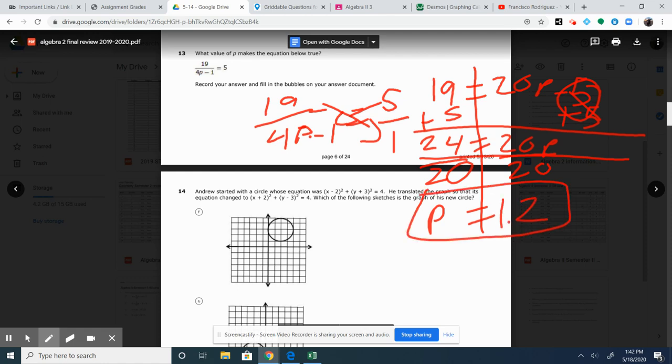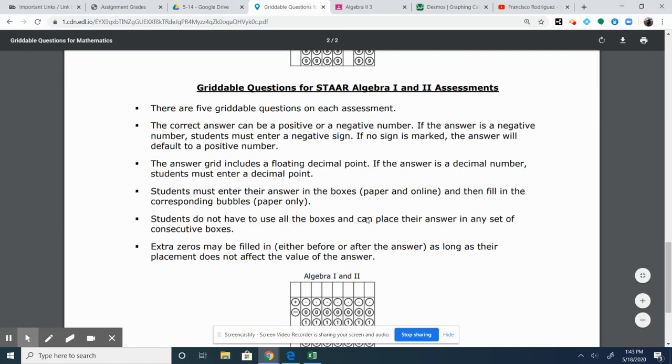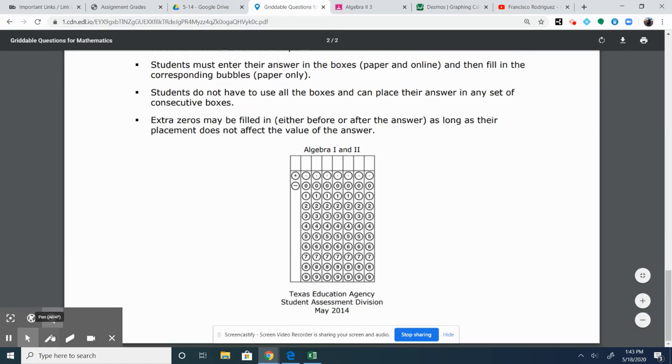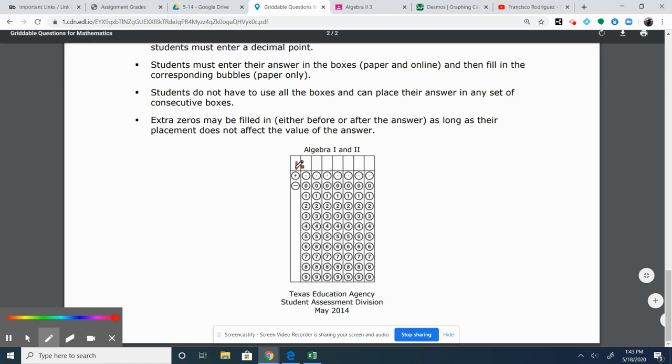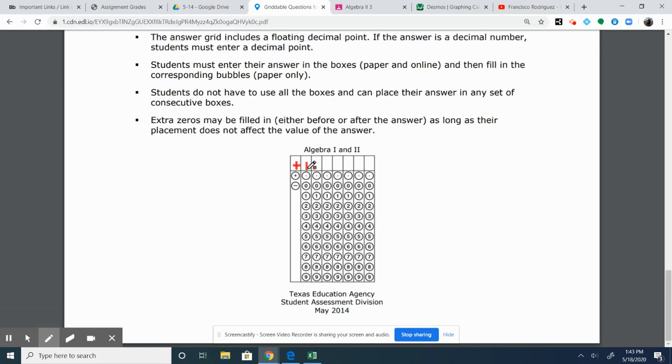Now this is going to be like a STAAR test, so you're going to have gridables. You have to put your answer in decimal form, and you would put it into a gridable looking like this. So you would have positive 1.2.